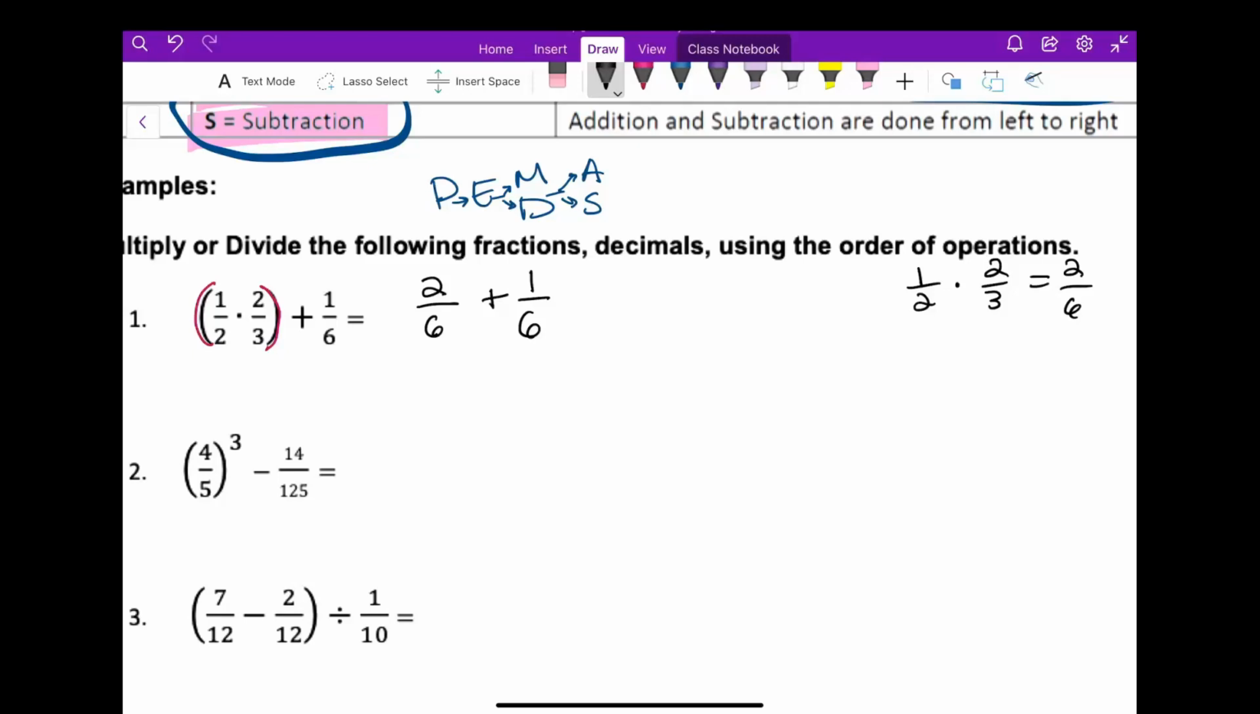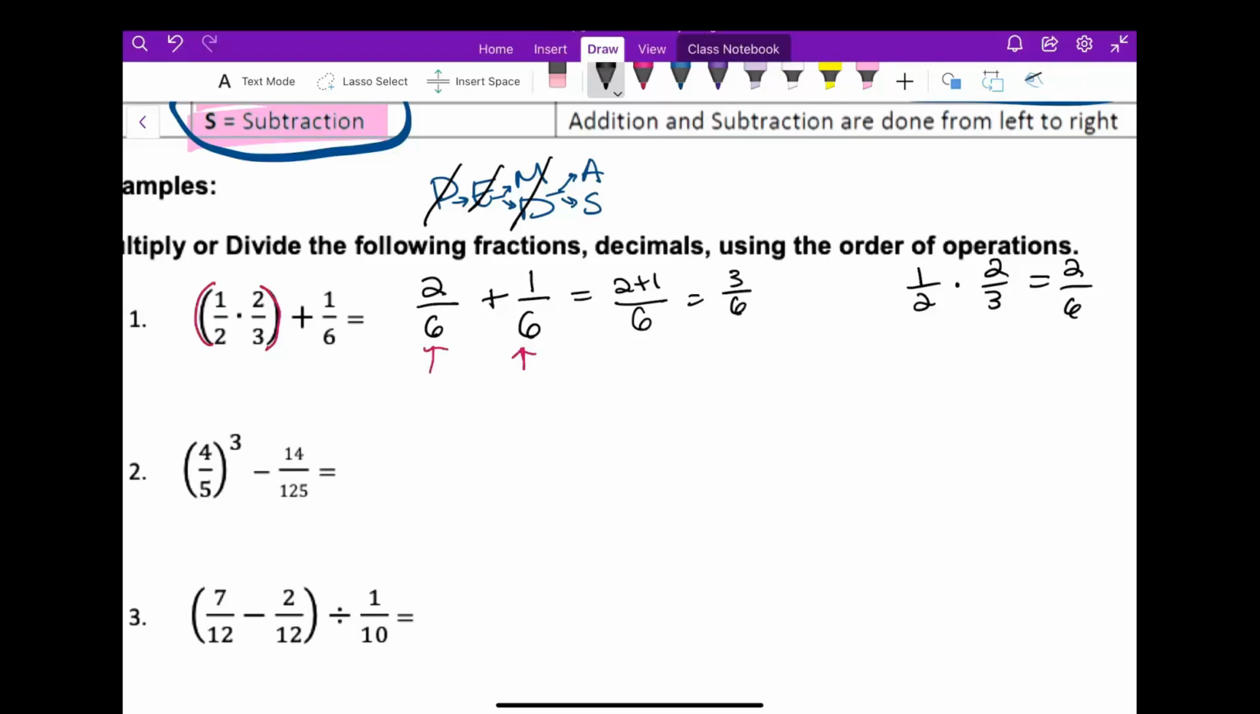So in my order of operations, I did parentheses. I look for any exponents, none. Multiply or divide, no. Add or subtract, yes. There's an addition, and in order to add, I need a common denominator. Are these the same? Yes, they are. So I keep my fraction with the same denominator, and I'm going to add 2 plus 1. 2 plus 1 is 3, 3/6.